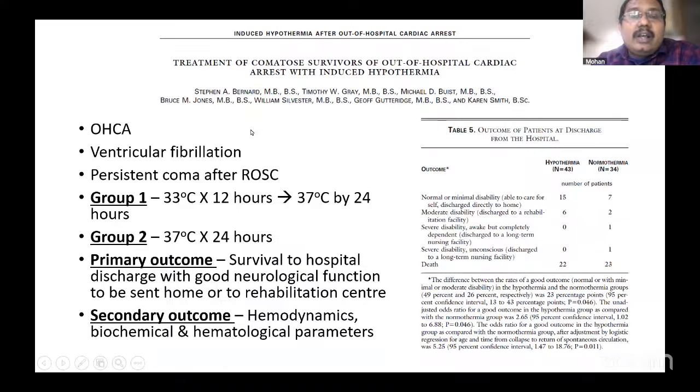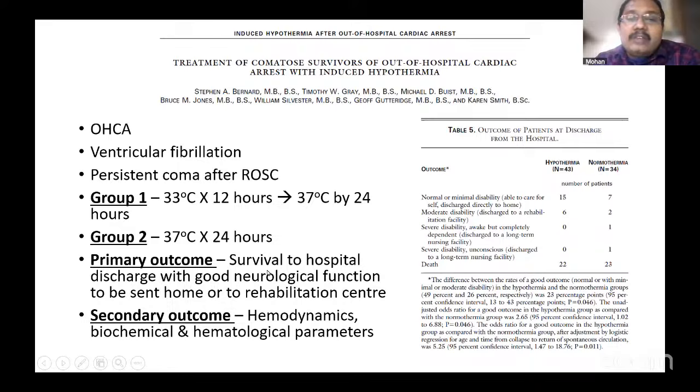The first one to come up is Bernard's trial. This trial happened in Australia and was published in 2002. They selected out-of-hospital cardiac arrest patients who had sustained ventricular fibrillation, and after ROSC were in persistent coma. They were divided into two groups. One group received 33 degrees centigrade for 12 hours, followed by 37 degrees centigrade up to 24 hours. Group 2 had 37 degrees for 24 hours.